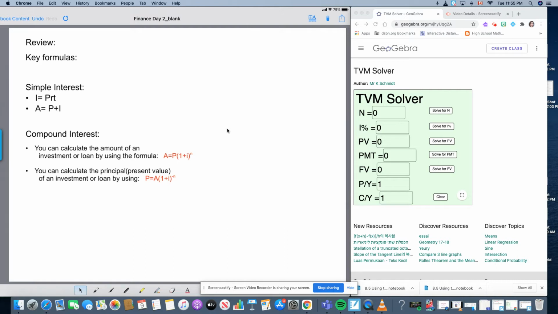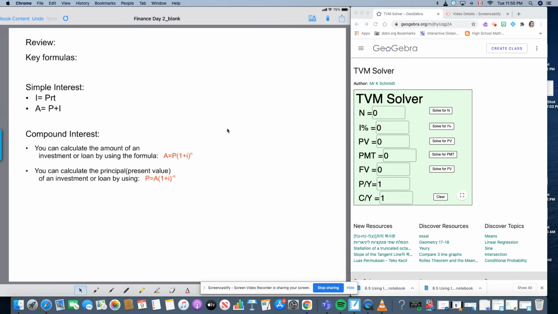The simple interest formula that we learned is going to be: interest equals the principal, so that's whatever you initially invest, times the interest rate times the time. That first I is going to be the amount of interest that you get, so this is going to be in dollars. That R is going to be the rate of interest. That A is going to be the total amount, and that is the principal plus the interest.